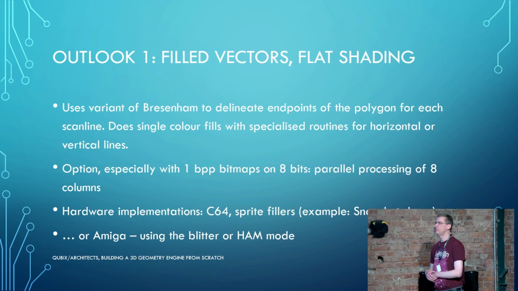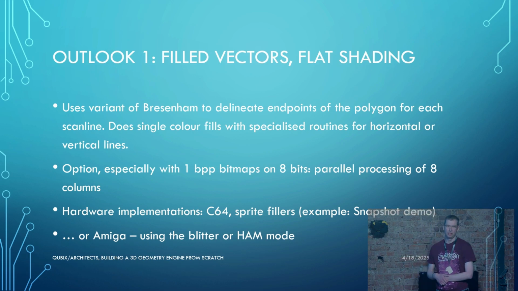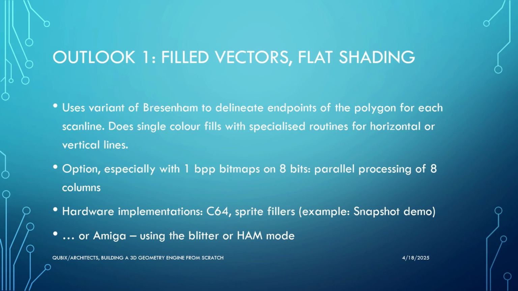So when we want to do filled vectors and flat shading, what do we need? We can actually do this with the standard Bresenham algorithm, and we don't usually plot the whole line anymore, but rather only delineate the endpoints either horizontally around the polygon or vertically, and then use specialized routines to draw vertical and horizontal lines.